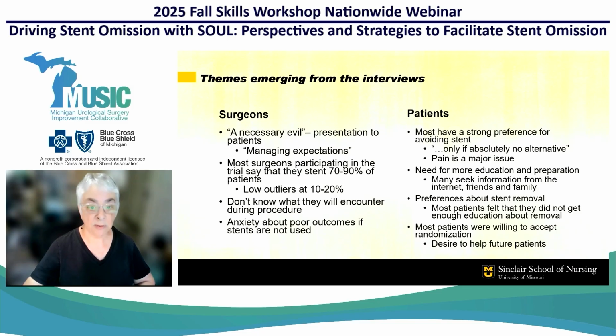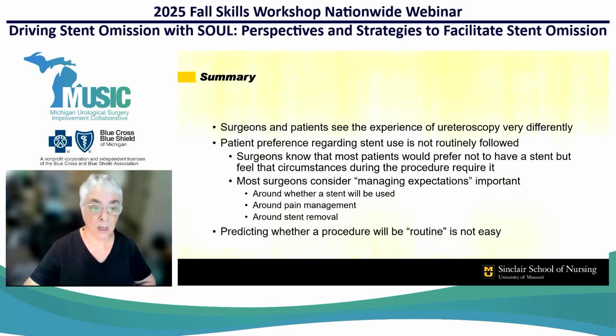Many of them seek information from the internet, from friends and family, but also from their own previous experiences. And most have very strong preferences about stent removal, as well as whether or not they receive a stent. Most patients have expressed that they did not feel that they got enough information about stent removal. One of the things I want to stress, though, is that most patients in this trial were willing to accept randomization, and this is mostly out of a desire to help future patients.